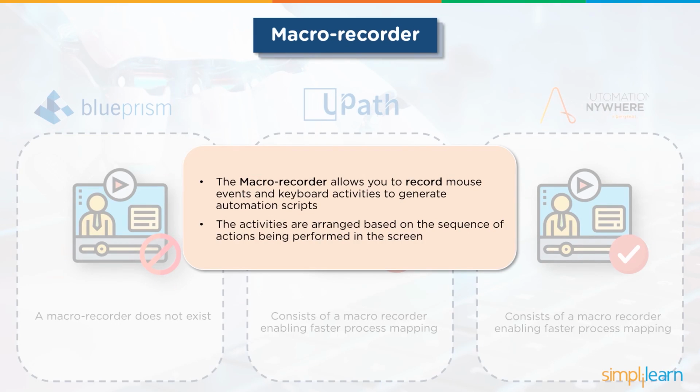Moving on, the next feature is Macro Recorder. Now the Macro Recorder allows you to record keyboard activities and mouse events to generate automation scripts. These activities are arranged based on the order or sequence of actions being performed on the screen.